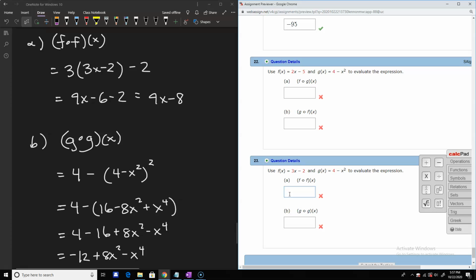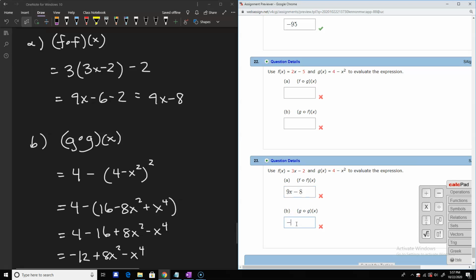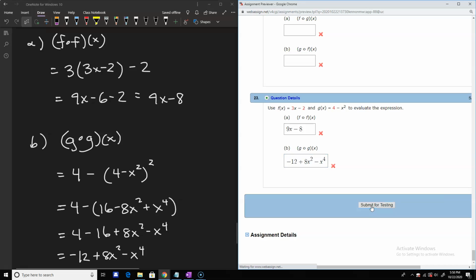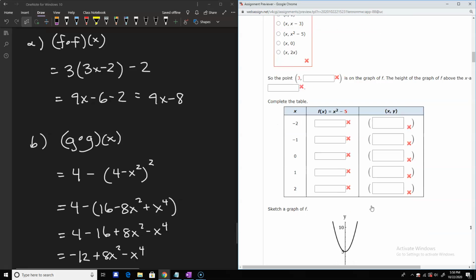So let's go ahead and make sure we got these correct. 9x minus 8 for the first one, and minus 12 plus 8x squared minus x to the 4th for the second one. So let's go ahead and check that, and if we got that right, then we're all finished.